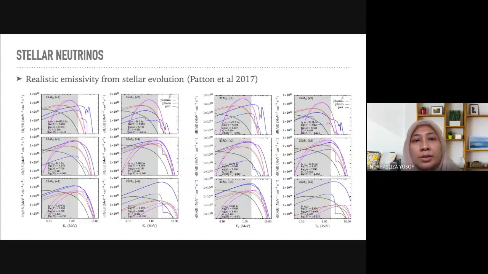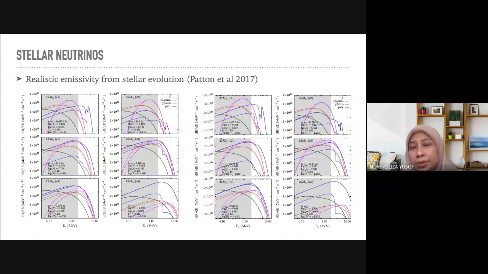So last but not least, this is done by Kelly Patton. Kelly tried to mimic the relativistic effects from the stellar evolution. She tried to improve all the processes that I showed you earlier, and did some Monte Carlo simulation to see exactly, just before the star explodes as a supernova, what the behavior of the thermal processes is.